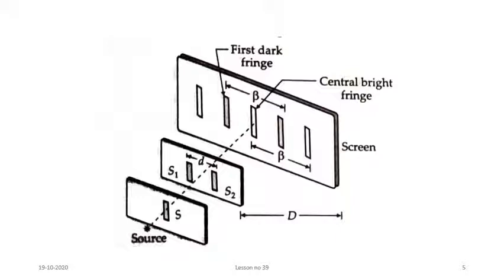Now an observation screen is placed at a distance of around 2 meters from the two slits, and on the screen alternate bright and dark bands appear. Now this phenomenon is known as interference, and these bright and dark fringes are known as interference fringes. Now what happens in this experiment?